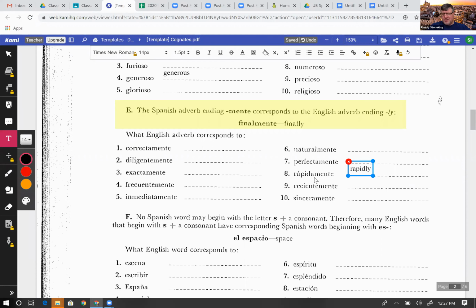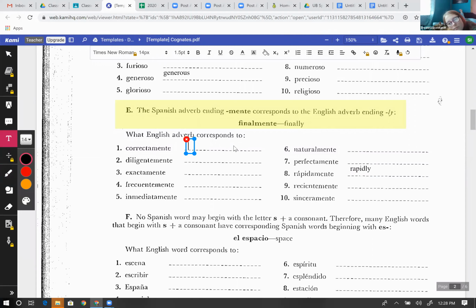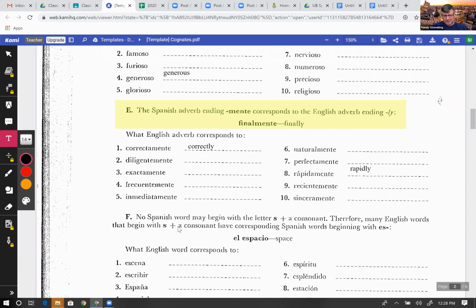Now, I want you guys to also notice that we have the extra A added in the Spanish word that we had to get rid of. But again, it's close enough where we can make the leap between the two, rapidly. How about if we do number 1? Correctamente. Correctly. Very good. Excuse me. Correctly. There we go.